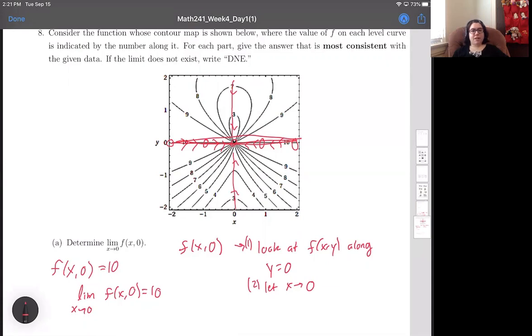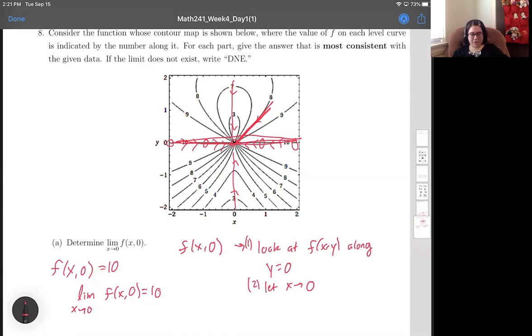So approaching along x equals 0 was not necessarily a bust. It's just making me think, this limit may not exist. And to confirm it, let me check another path. Let me check, say, x equals y. That looks like it's going to hit the contour 8 and then stay on the contour that's giving me a value of 8. So I would say if I approach along that line, then I would expect the limit to be equal to 8. But it can't be equal to 8 and also equal to 10. It also can't be less than 3, but also greater than 4.